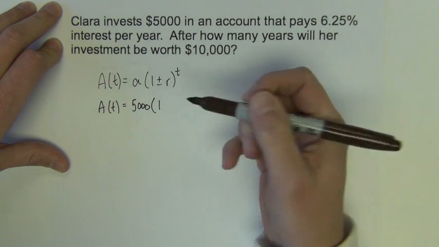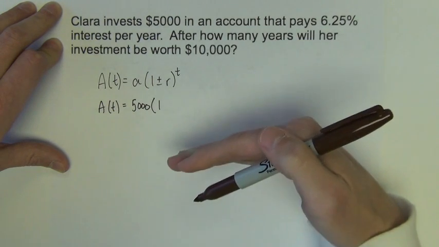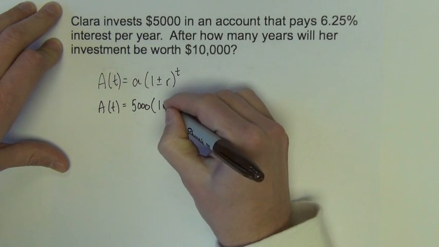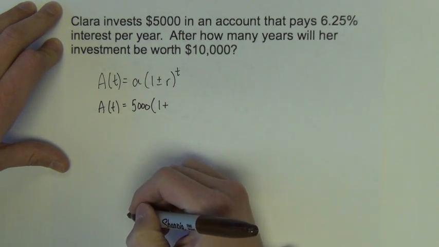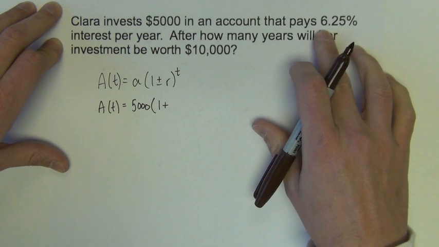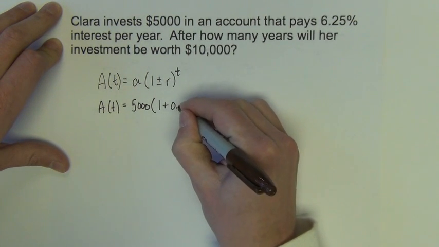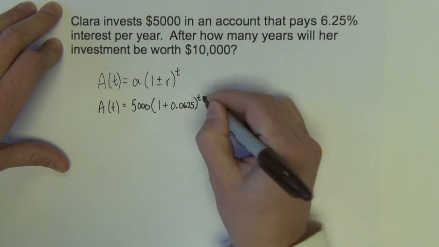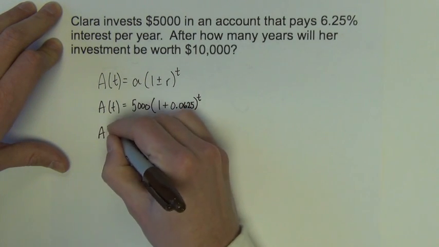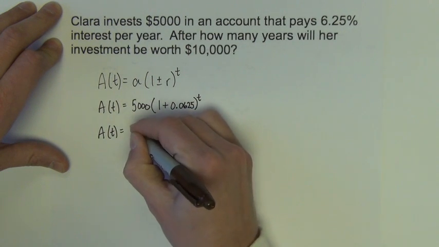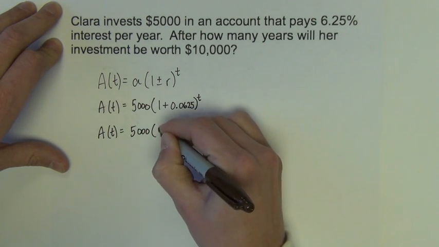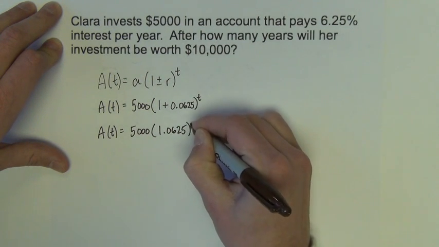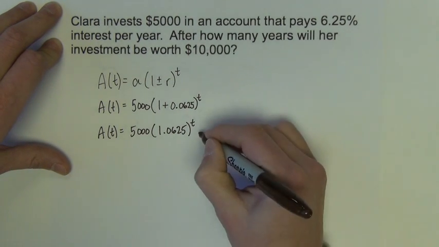Now, it's time to choose plus or minus. We are putting this money in an account, and the money in the account is growing from 5,000 to 10,000. So this is an exponential growth problem. We'll use plus. Our interest rate is 6.25%. That's 0.0625 as a decimal raised to the t. So our model A of t equals 5,000 times 1.0625 raised to the t.